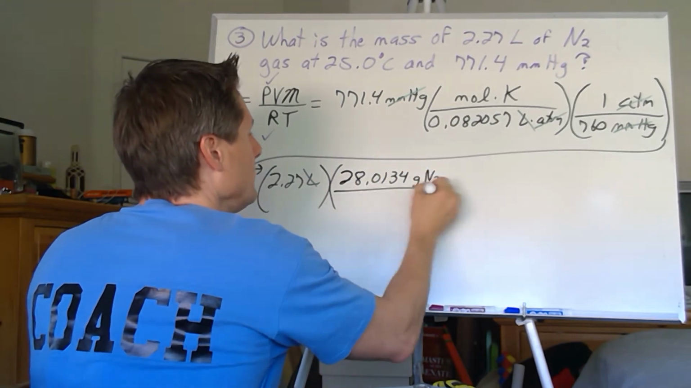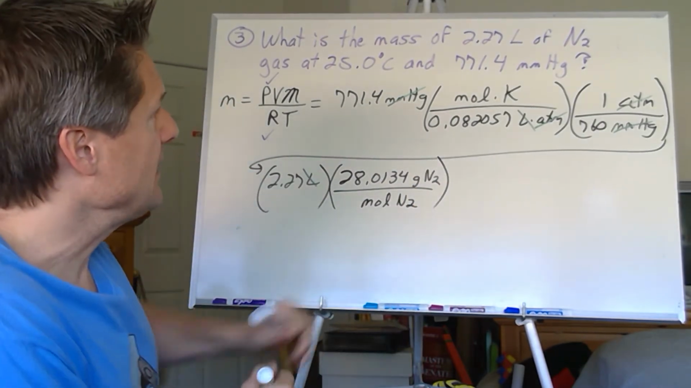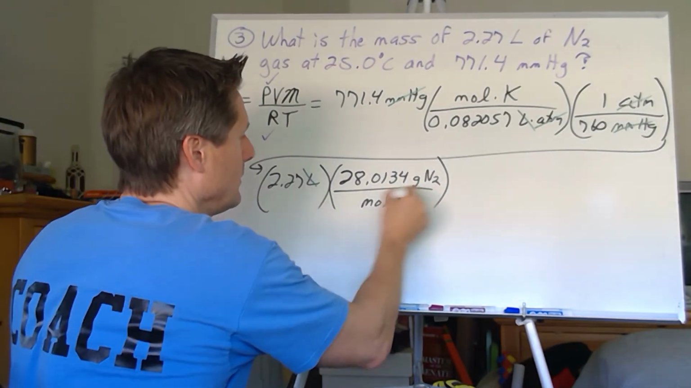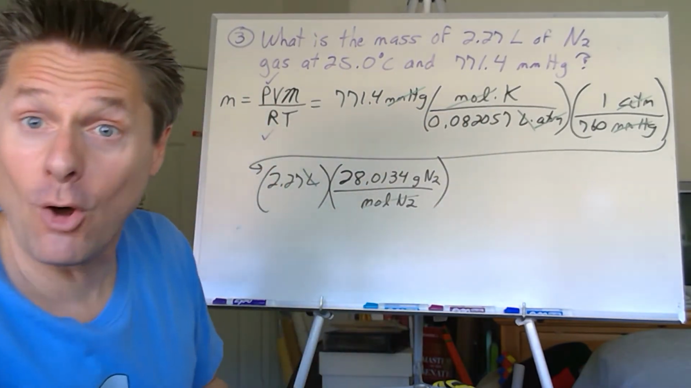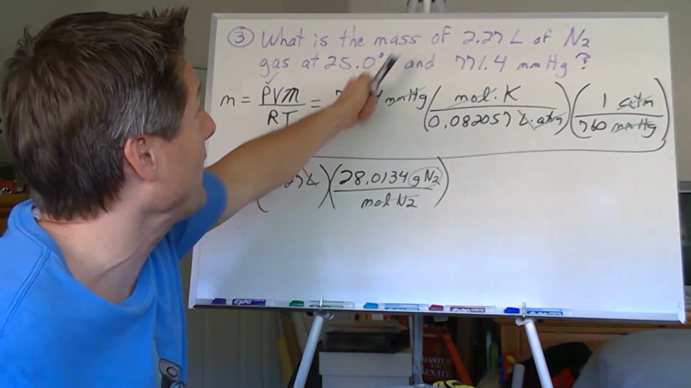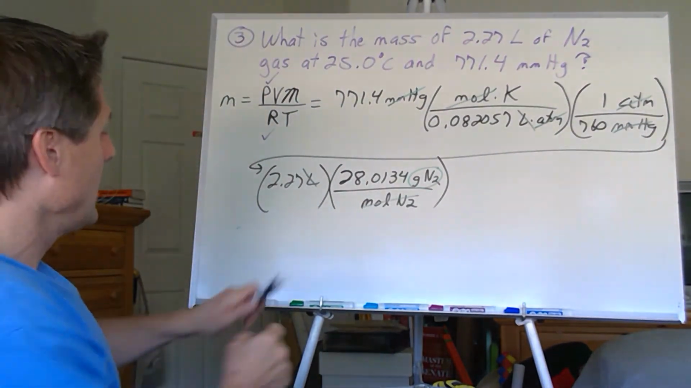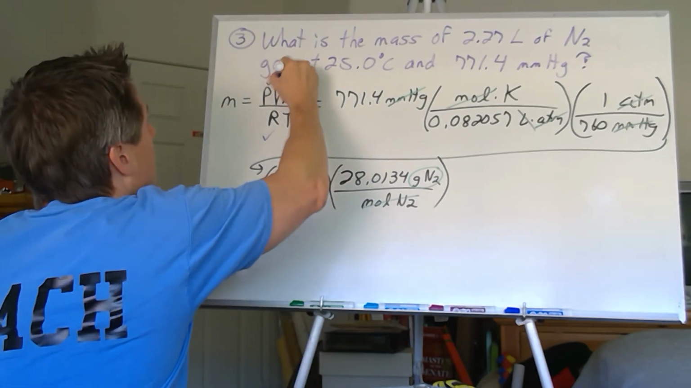Grams of nitrogen per mole. Do you see moles in the denominator? Moles in the numerator. And we got grams, we got mass. And it didn't specify milligrams or megatons or whatever. So we've done V, we've done M.